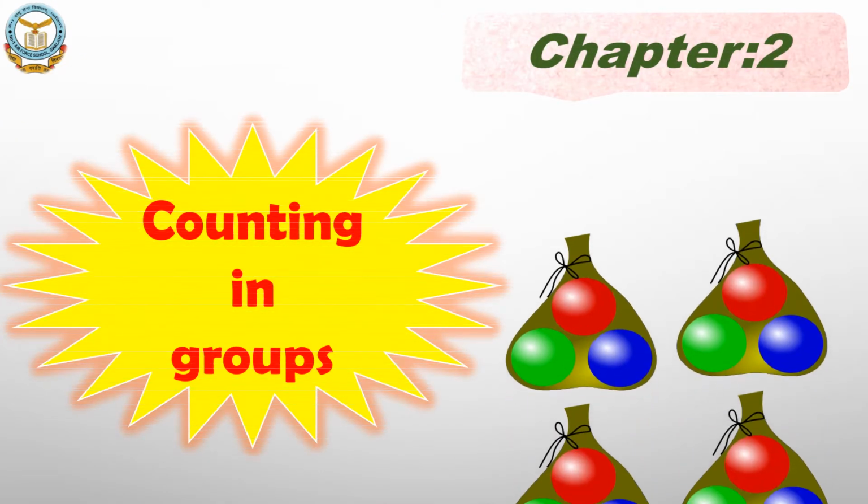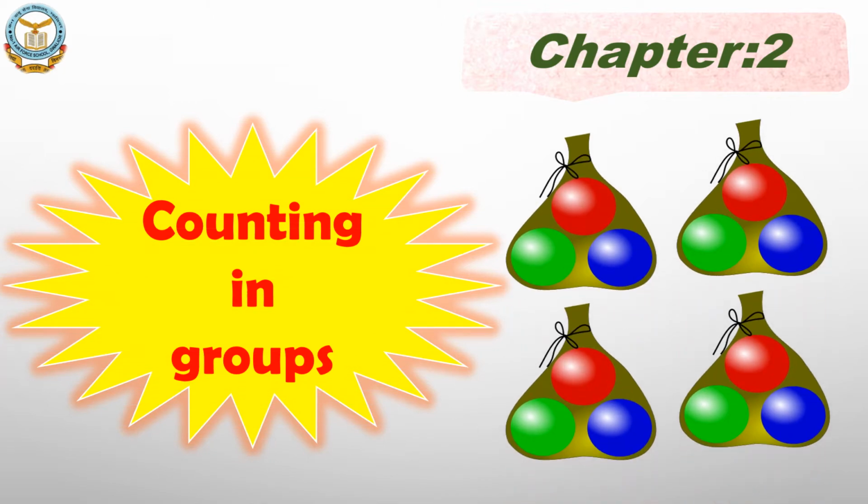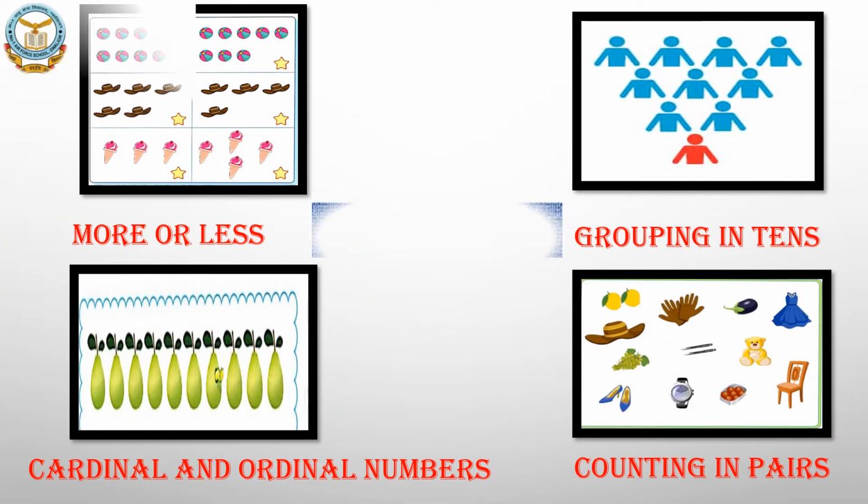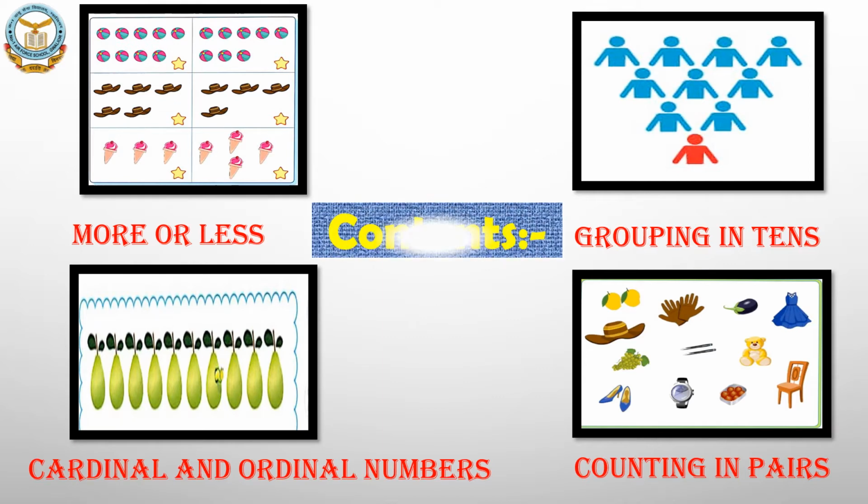Today, we are going to learn chapter number 2, that is counting in groups. In this chapter, we are going to learn different contents, which are as follows: more or less, grouping in tens, counting in pairs, cardinal and ordinal numbers. So are you ready to learn these subtopics with various activities? So let's start.